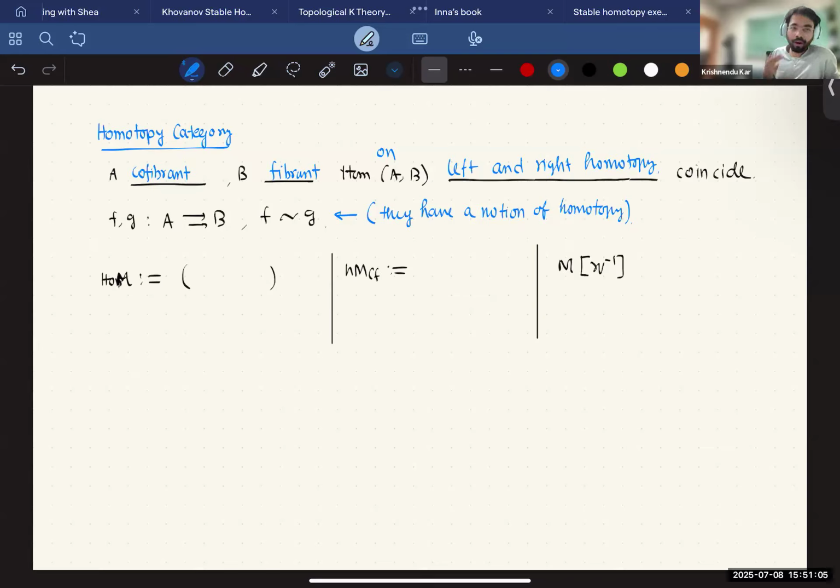Now the problem is that not all the objects have to be cofibrant, and not all the objects have to be fibrant, and that's where you use another feature of model categories, that any object can be replaced by a cofibrant and fibrant replacement, up to a weak equivalence. So we define this as a morphism between these, modulo your homotopy equivalence.